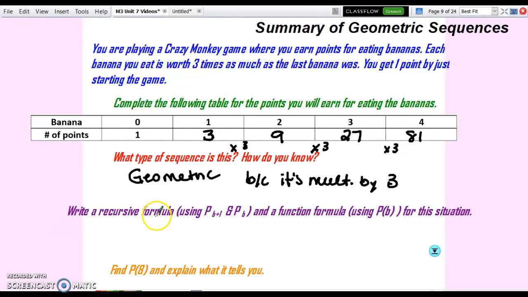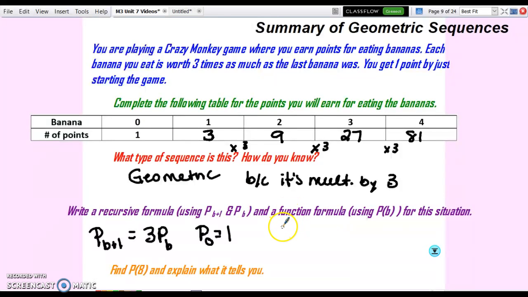Now we need a recursive formula. Again, this is the subscript notation, and the letters don't really matter, but I had used points from the bananas. So since b plus 1 and b are being recommended to be used, we're going to put the p sub b plus 1 out front, because that'd be a banana after the p sub b banana. That makes sense. So we will take our 3 times the points for the banana we're currently on to get our points for the banana that we eat next. Now again, with recursive, it's important to have the initial amount of points. So p sub 0 equals 1. That way someone knows where to start from in their table or with their function.